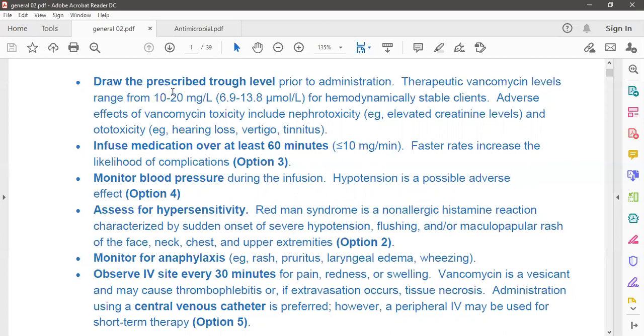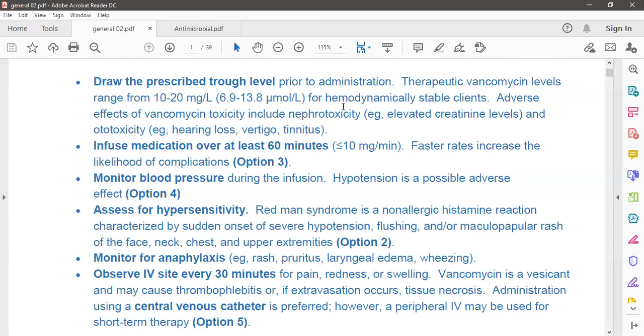Vancomycin does not work if we give less than 10, and if you give more than 20 milligrams per liter, it is toxic. This is the ideal range where the vancomycin works best. The adverse effects of vancomycin toxicity include nephrotoxicity as well.